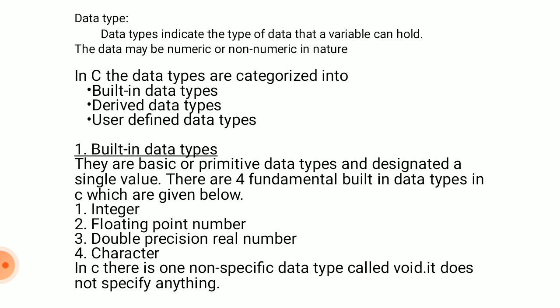And in C there is one non-specific data type called void. Void is also a data type which does not specify anything. Void data type means no value. This is usually used to specify the type of function which returns nothing. It does not return anything, that is void. So these are the five fundamental basic data types.